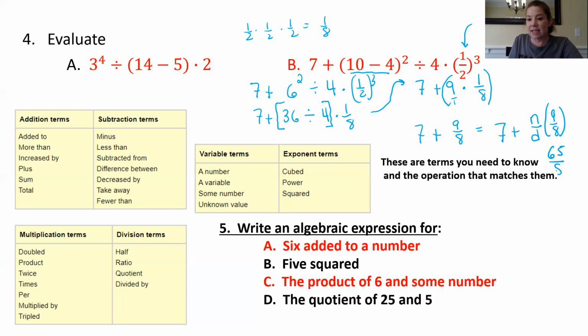65 over 8, I can change that into a mixed number. So 8 will go into 65 8 times with 1 left over, and I'm going to leave it in that form. Now my calculator won't do that part, just so you know.